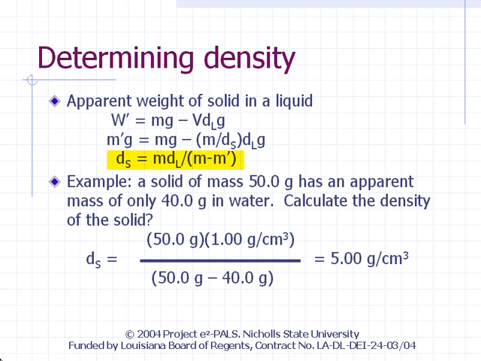the example shown here. Suppose a 50-gram solid has an apparent mass of only 40 grams in water. What is the density of the solid? We simply plug the numbers into the appropriate formula. The actual mass, m, is 50 grams. The density of water is 1 gram per cubic centimeter, and the difference between the actual and apparent masses is 10 grams. This gives us a density of 5 grams per cubic centimeter for the solid.